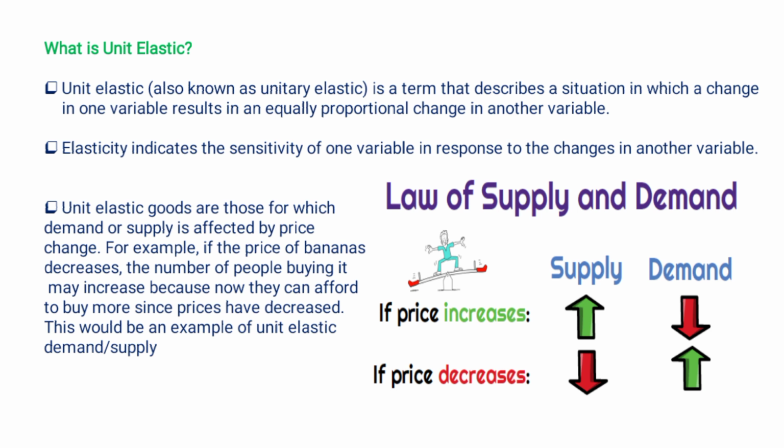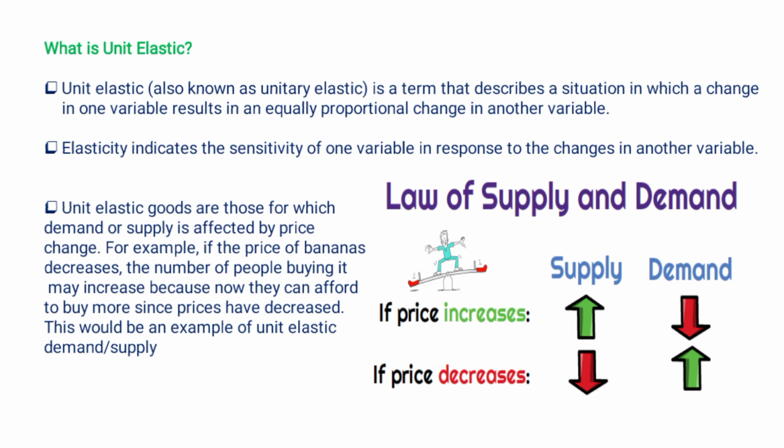Unit elastic, also known as unitary elastic, is a term that describes a situation in which a change in one variable results in an equally proportional change in another variable. Elasticity indicates the sensitivity of one variable in response to the changes in another variable. Unit elastic goods are those for which demand or supply is affected by price changes.